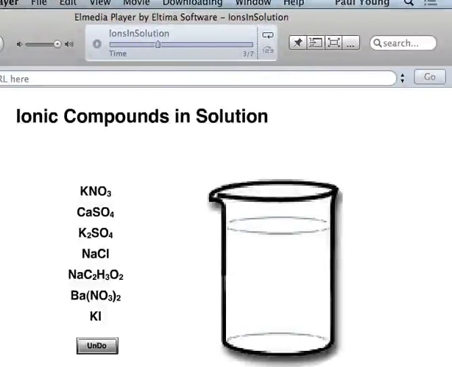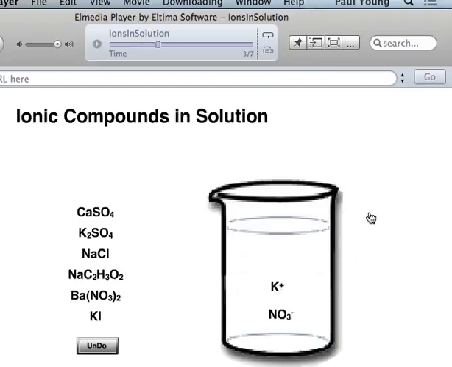Let's just start off with something simple, potassium nitrate. Goes in the water. It's going to ionize to the two ions, potassium ion and nitrate. And these are just going to sit there and bounce around merrily in solution.